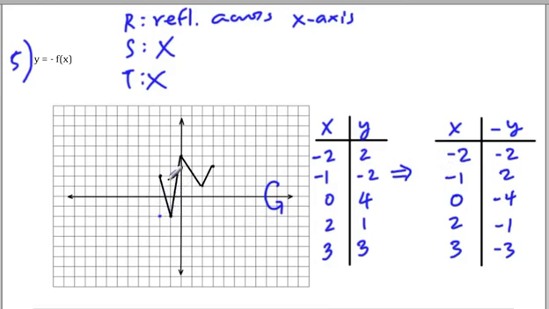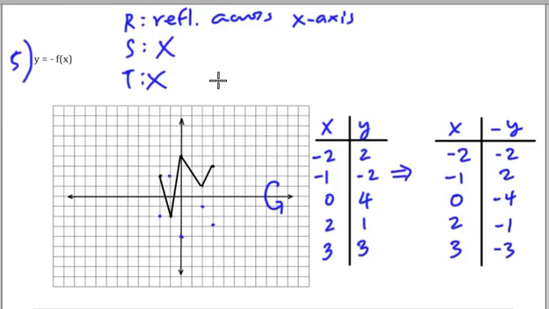-1, 2 is here, right? 0, -4, so 3, -4 is right here. 2, -1 is right here, and 3, -3 is right here. Okay, so let's basically do this right now. All we have to do is just connect the dots.